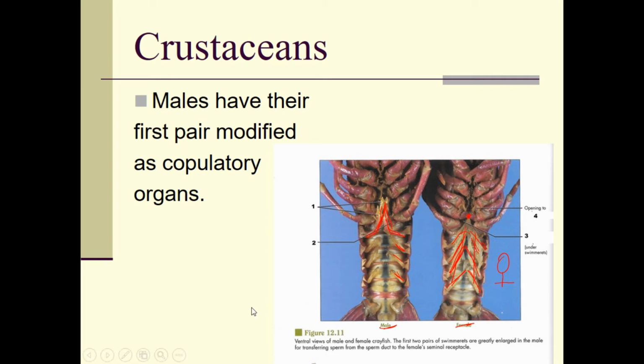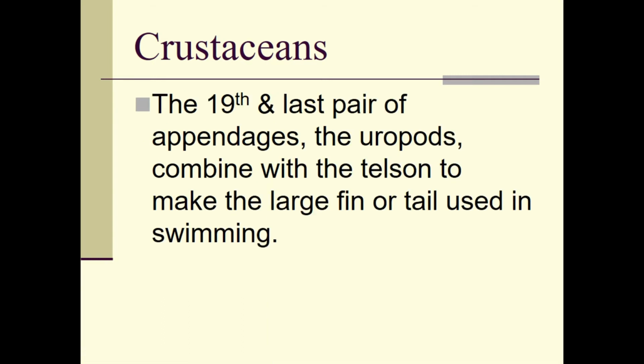Okay? The 19th and last pair of appendages are the uropods. They are on the side of what we would consider to be the crayfish's tail, the two pieces on the little fins on the back, and they combine with the very middle piece at the back called the telson. If you remember, this is the same terminology used to describe the tail of the scorpion with its stinger. This makes a large fin, and this is what's used in swimming.